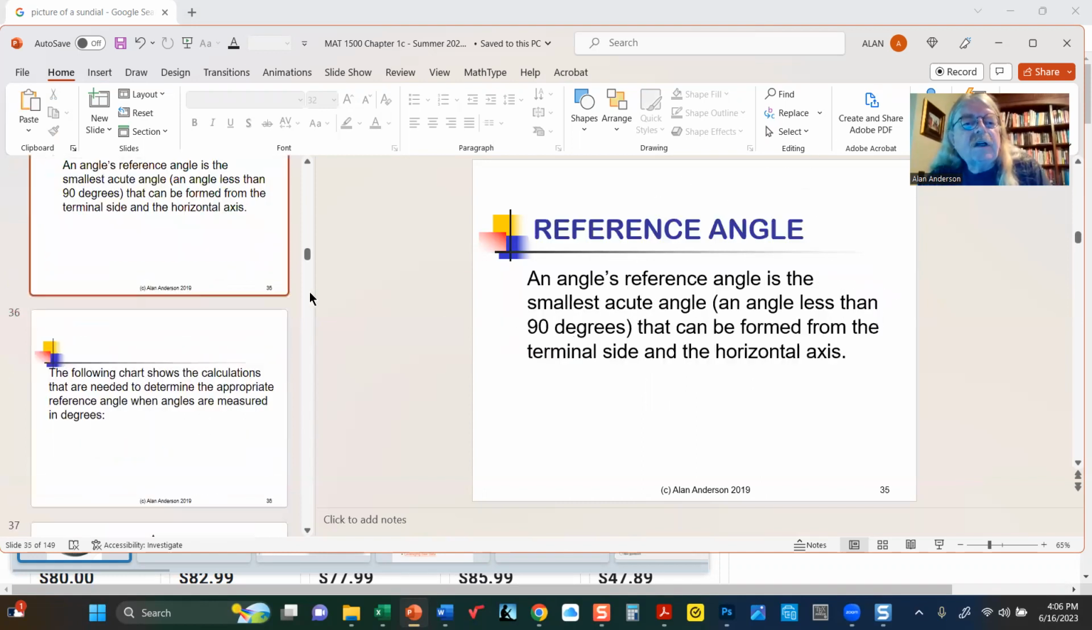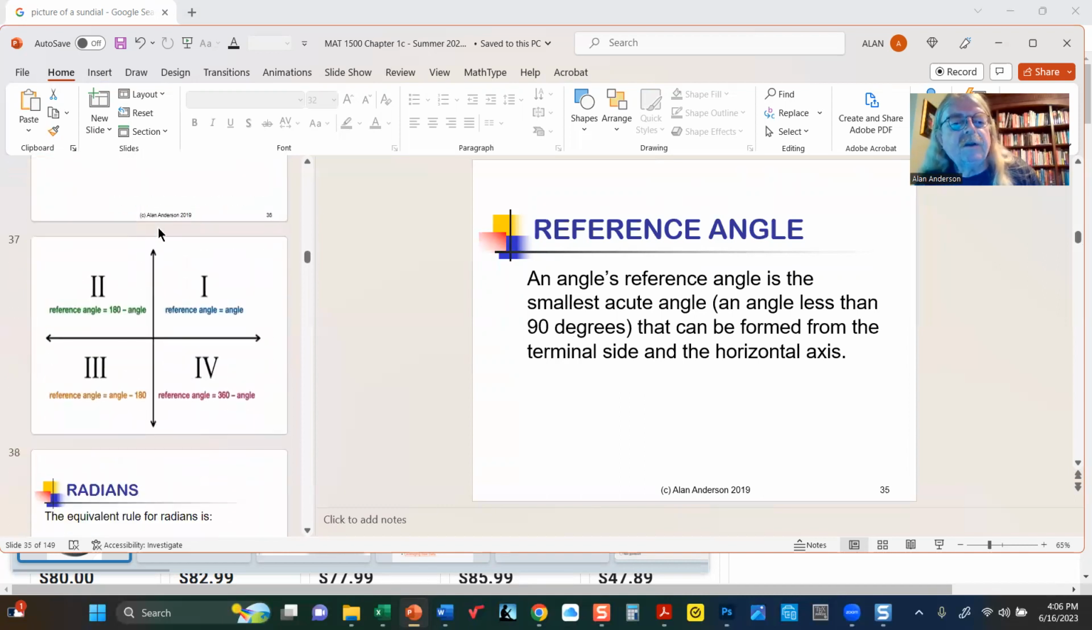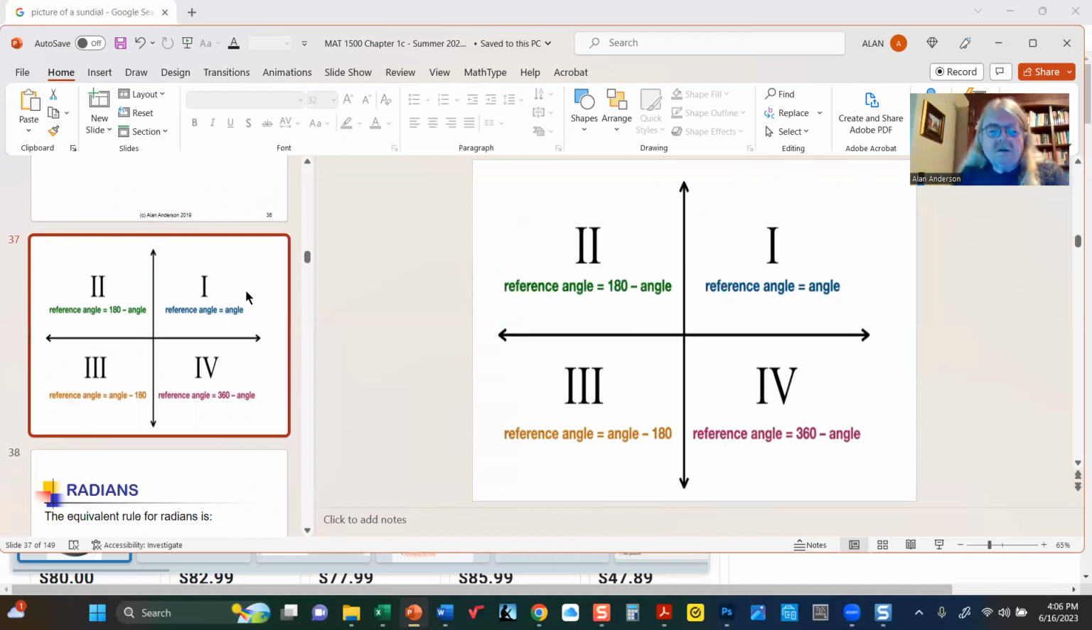So we're going to introduce this concept called a reference angle. What we're really aiming for is the smallest acute angle that can be formed from the terminal side and the horizontal axis. Now, what does that mean? All right, let me show you this chart and it'll start to make sense. Within the four quadrants, these are the formulas for calculating the reference angle.